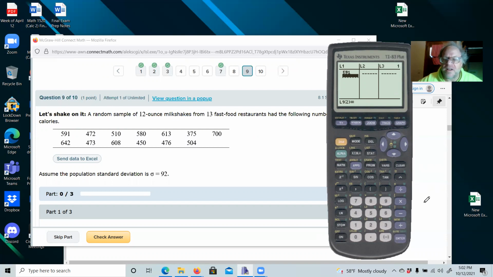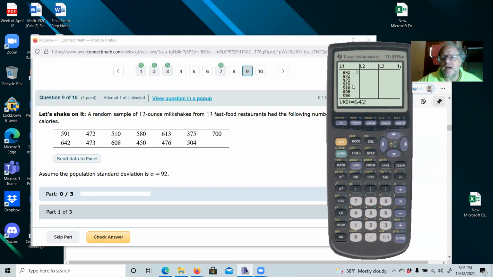So it's going to be 591, 642, 472, 473, 510, 608, sorry, 608, 608. Okay, 580, 450. There we go. 375, 504, 504, and 700. All right. So I'm just going to double check looking at these things a little bit.